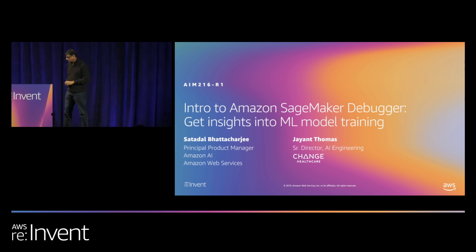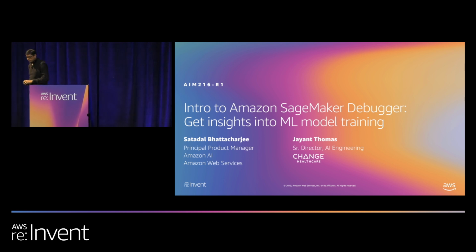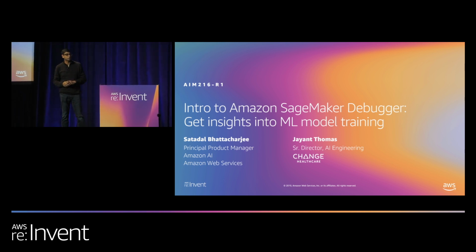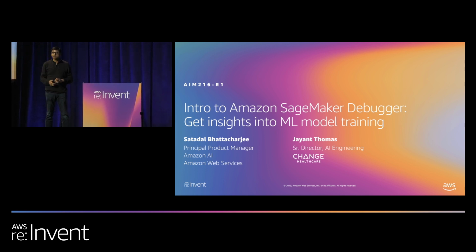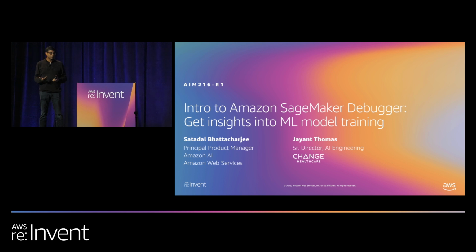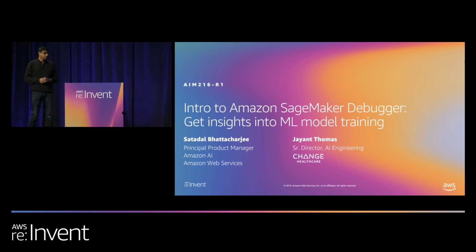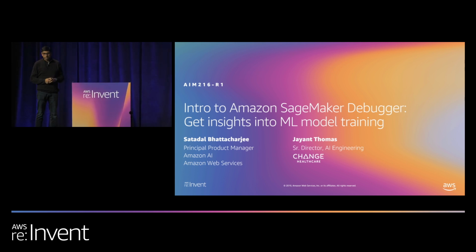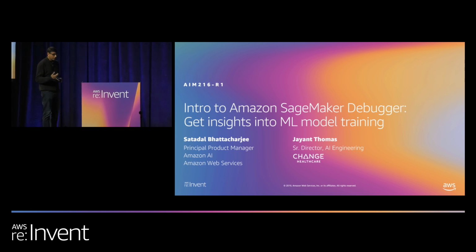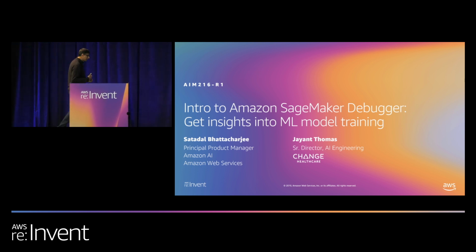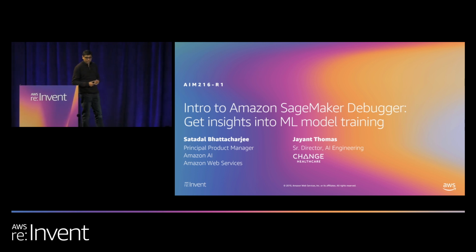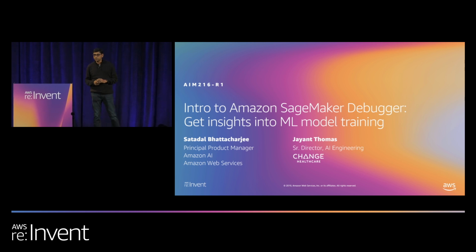That's good. So my name is Sadadal Bhattacharjee, and I am one of the principal product managers in the Amazon AI team. I work with customers just like yourselves to understand the problems that they are facing, what issues they are trying to solve, and how to use machine learning and deep learning in their environment. And I try to bring services which help them. Today I'm going to talk about Amazon SageMaker, and also specifically about a feature that we launched this week called Amazon SageMaker Debugger.